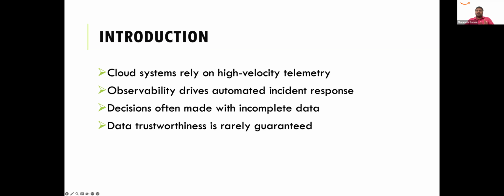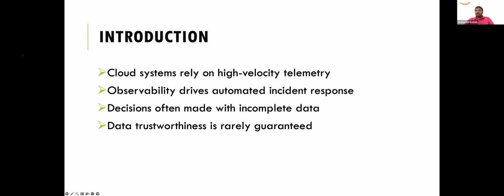Cloud systems, as I said, rely on high velocity telemetry, and observability drives automated incident response. If we have good observability, good quality and automation, you can respond to the incident quickly. If not, it would take time for triage and data recovery, all those things. Based on what we have learned from industry experts, more than one third of applications rely on post-quality or post-observability incident responses rather than inline quality metrics.